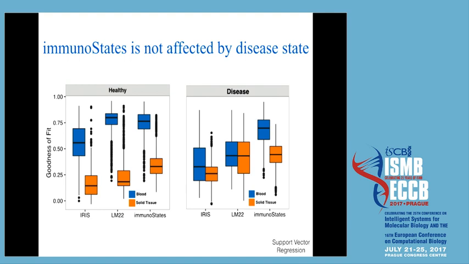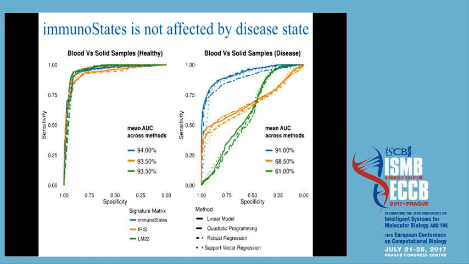So what happened is that the genes that were present in the previous matrices were actually affected by the transcriptional state of the cell due to the disease. Therefore, they were not universal cell markers, whereas in immunostates, that wasn't the case. We extended this across all matrices and methods, and again, we represented this as ROC curves. Healthy samples, doesn't matter what you use, everything works great. When you look at disease samples, immunostates outperform other matrices, and again, independently of the method.